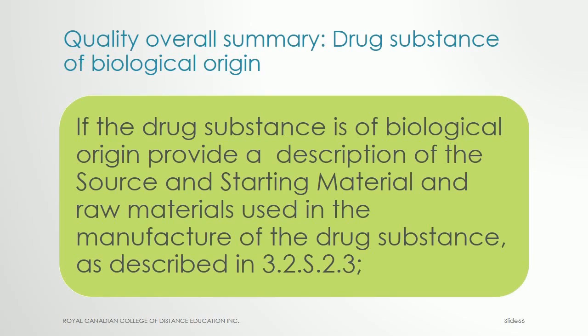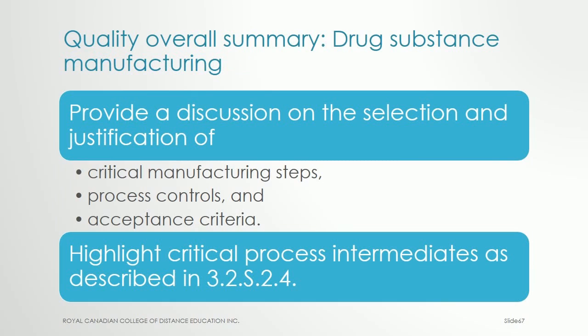If the drug substance is of biological origin, provide a description of the source and starting material and raw materials used in the manufacture of the drug substance, as described in Module 3. Provide a discussion on the selection and justification of critical manufacturing steps, process controls, and acceptance criteria. Highlight critical process intermediates as described in Module 3.